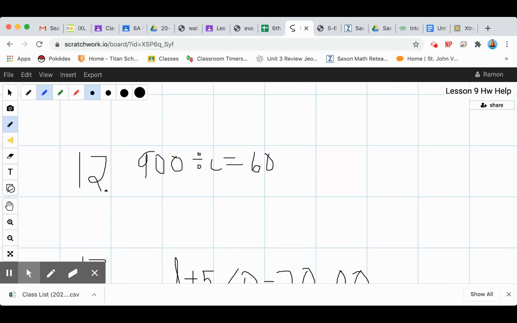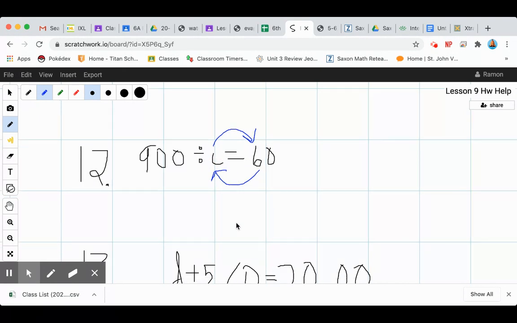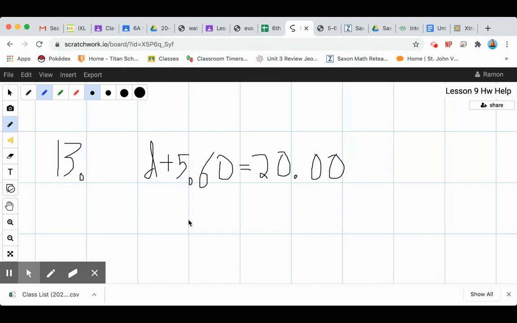For 12, we have 900 divided by c equals 60. Since c is a divisor, in order to find the quotient here, or the value of c, we just flip the c and the 60, so it'd be 900 divided by 60. 13 is a monetary problem, so we have d plus $5.60 equals $20.